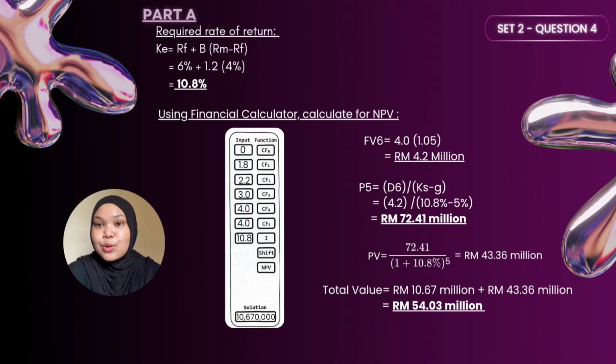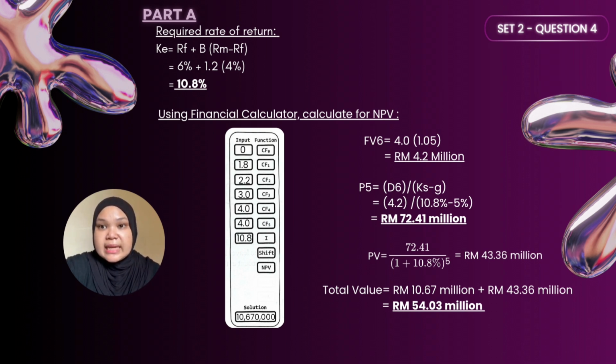For set 2 question 4, I will present part A, which is about valuing Besi Sendirian Berhad using the discounted cash flow approach. Metal Berhad is considering acquiring Besi Sendirian Berhad and the analysts have projected incremental net cash flow for 5 years. This cash flow occurs at the end of each year, and after year 5 the cash flow is expected to grow at a constant rate of 5%.